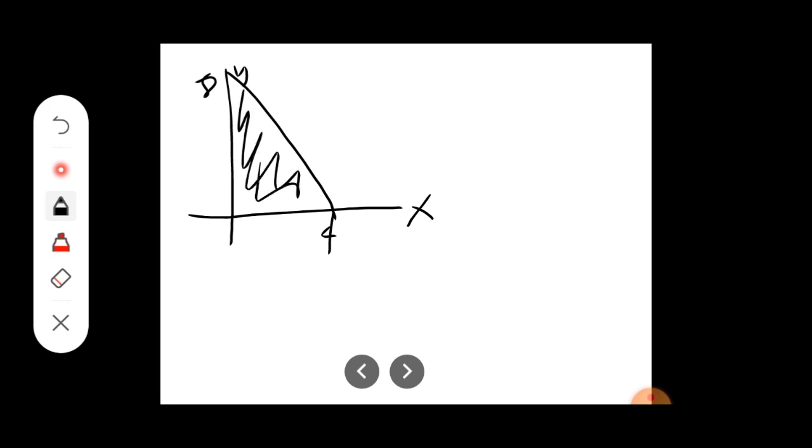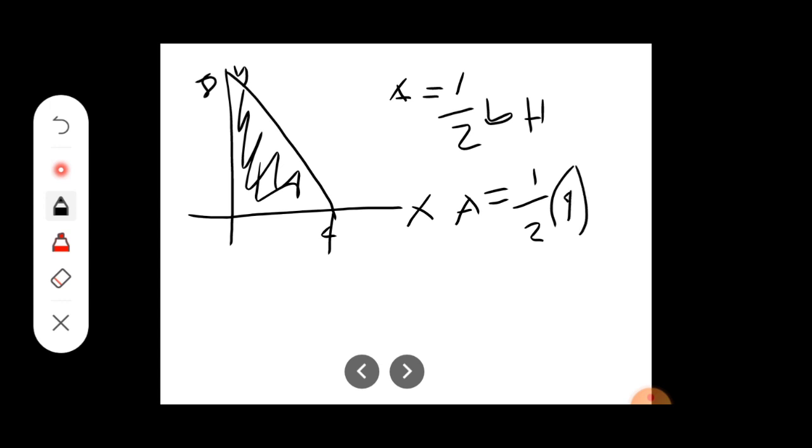So we want to find the area between the line and the x-axis and y-axis. We can do this using geometry. We know that the area of a triangle is 1/2 base times height. Our base is 4 and our height is 8. So 1/2 times 4 times 8 is equal to 16. So the area of the shaded region is 16.